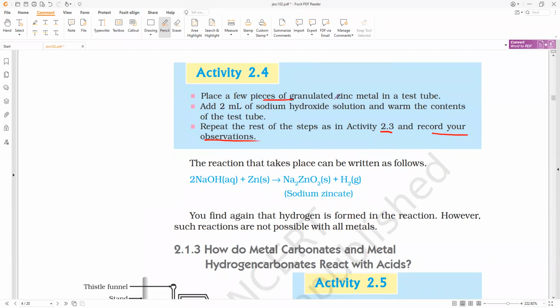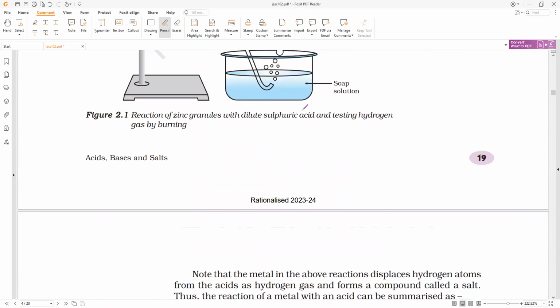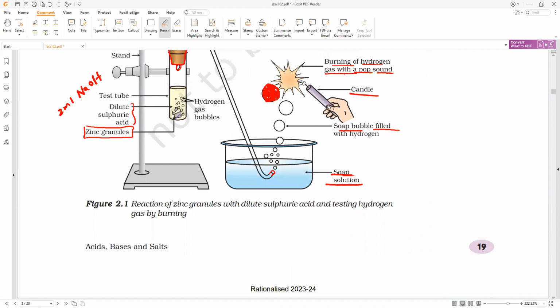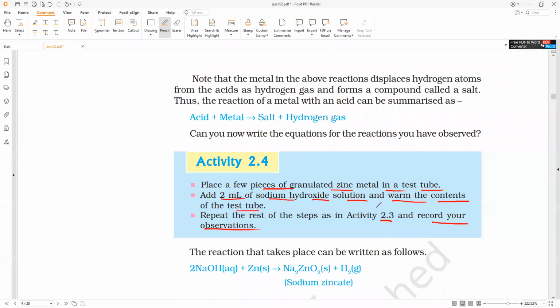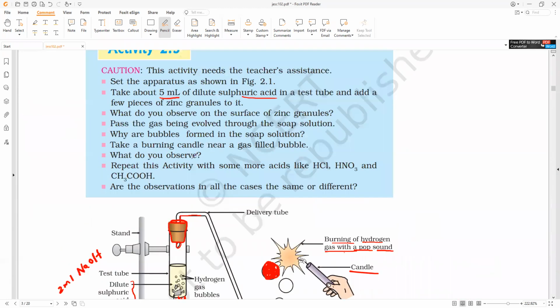Place a few granules of zinc in a test tube and add 2 ml of sodium hydroxide solution and warm the contents of the test tube. Warming means we have to provide heat here. If you are providing the heat, it will produce hydrogen gas. We have to notice the changes. Repeat the rest of the steps same like activity 2.3: pass the gas being evolved through the soap solution.